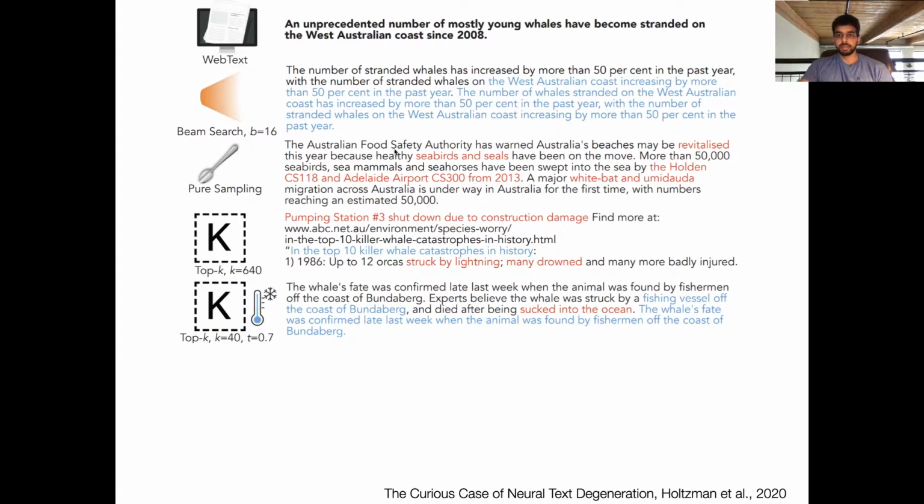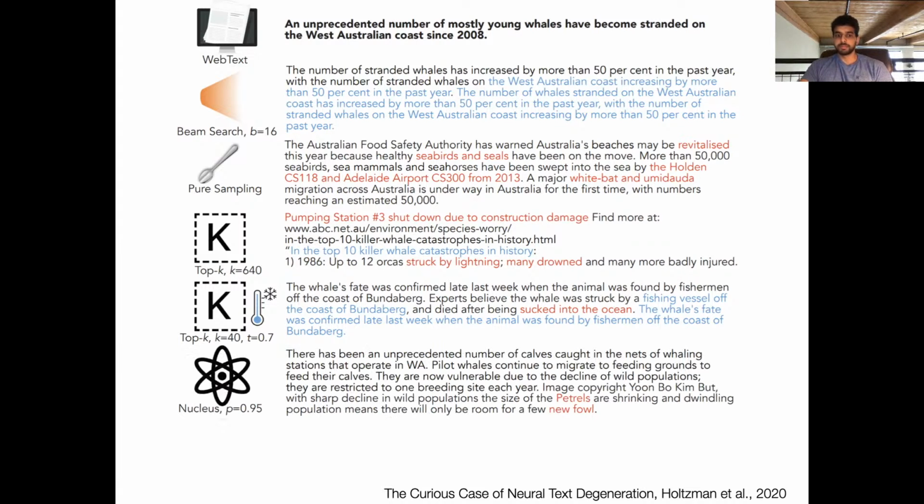Well, maybe compared to the beam search one, I don't know. It still has problems. And finally, the approach proposed in this paper is kind of a variant of top-k sampling, where instead of selecting a fixed number of words to sample from, like here 640 or 40, you instead select the n most probable words such that they form, say, 95% of the probability mass.